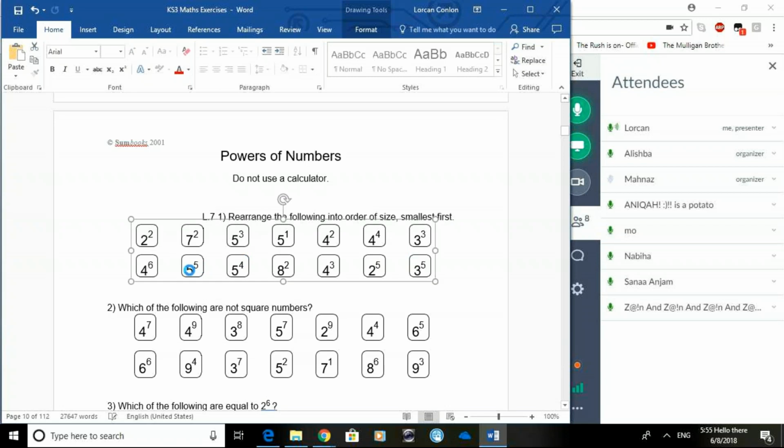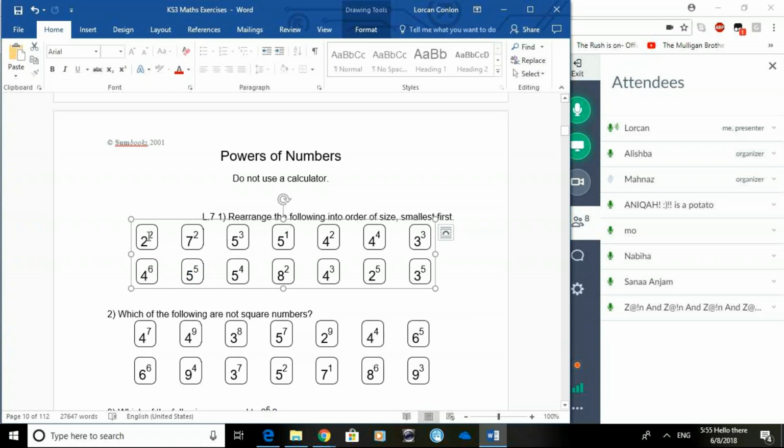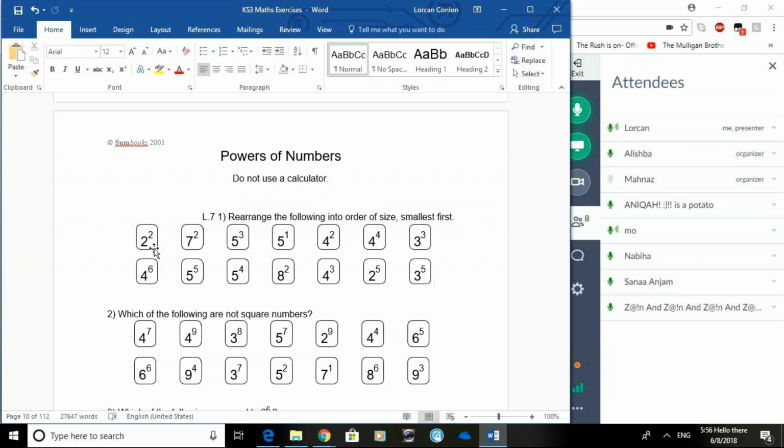So what we're going to do, in order to rearrange them in order of size, well, I certainly can't do it by A. What we have to do in order to get these into the order of size with the smallest first? Would you first calculate them? Yeah, calculate them and then put them in order. We'll have to calculate them.